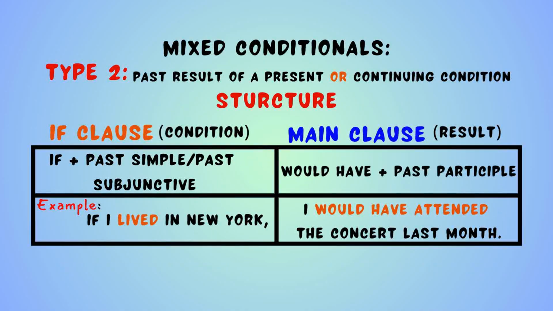Mixed conditionals. Type 2. Past result of a present or continuing condition. Structure. If clause. If along with the past simple or past subjunctive. Main clause, would have plus past participle. For example, if I lived in New York, I would have attended the concert last month.